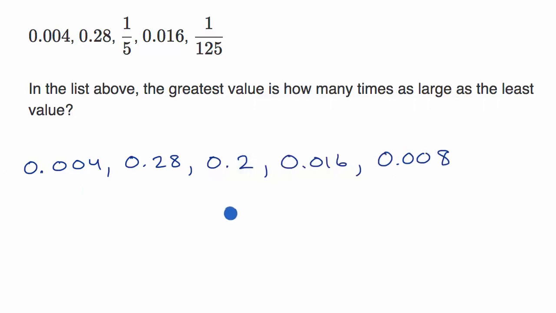Now the next thing we'd want to do is order them. And it can be a little bit misleading because some of these have 2 digits to the right of the decimal, or actually even 1, and some of them have 3. So let's make all of them have the same number of digits to the right of the decimal point.